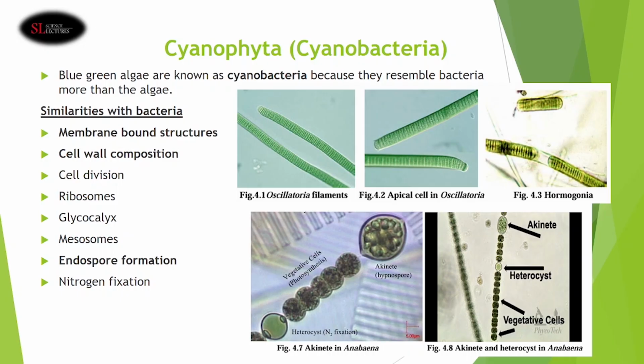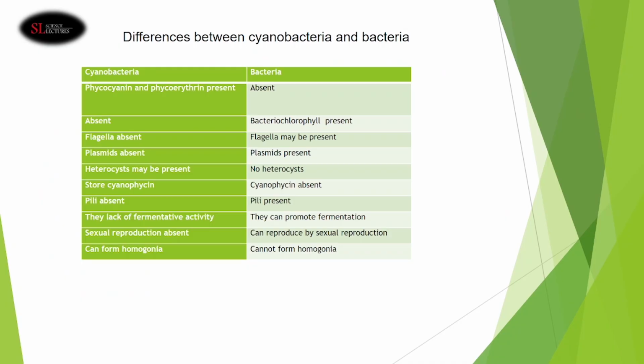Then they both form endospores, and endospores are used for asexual reproduction, and they both have the ability to convert atmospheric nitrogen into other forms that can be used for protein synthesis. So with those, scientists decided to transfer them to the bacterial kingdom.